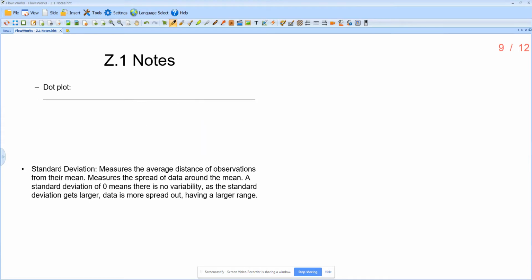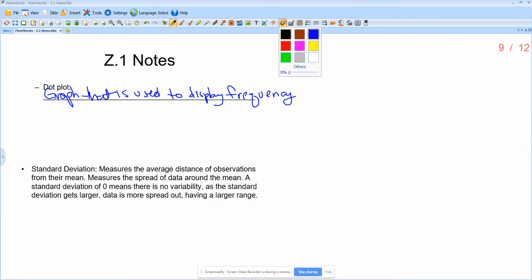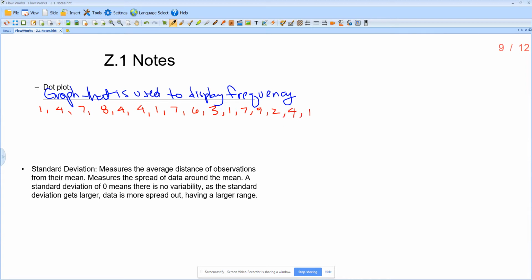All right, moving along. We also then have a dot plot. A dot plot is a graph that's used to display frequency. And I'm just going to give a quick example of what a dot plot looks like. I'm making this up as I go. So if we had data like 1, 4, 7, 8, 4, 4, 1, 7, 6, 3, 1, 7, 9, 2, 4, 1. So we have that list of data.